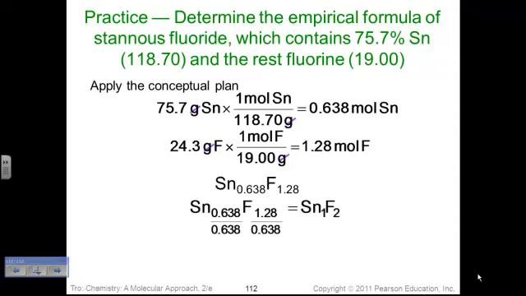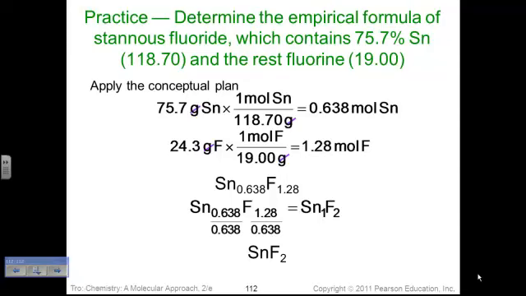We called that a pseudo formula. We can't leave it like that because we know subscripts are always whole number ratios. You divide each by the smallest number, and generally this is true. They work to a whole number ratio. Fluorine is twice that of tin. So our formula, SnF2, just as the name implied, stannous is another name for tin(II) fluoride.